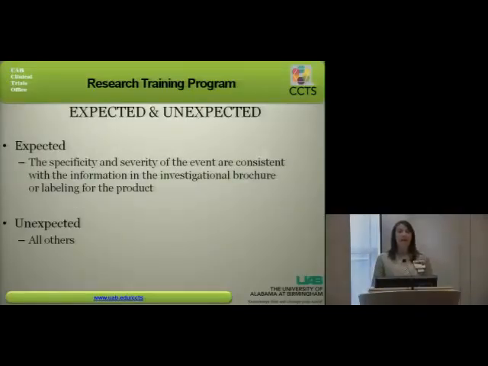So what about expected and unexpected events? Expected means the specificity and severity of the event are consistent with the information in the investigator brochure or labeling for the product. Unexpected would be all other events.